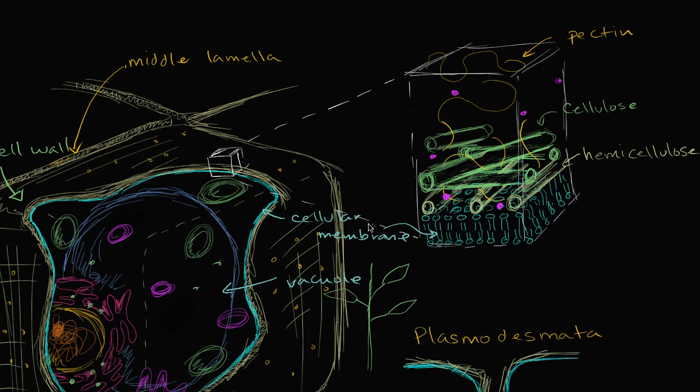And so just to be clear what we're looking at, this layer right over here, that's the cellular membrane, the lipid bilayer. This right over here, this is the cell wall. That is the cell wall. And then right above the cell wall, that's the space between the cells, which we call the middle lamella. So the space between the cells we call the middle lamella. So this right over here is also the middle lamella.